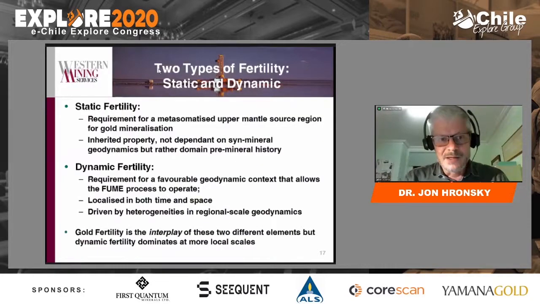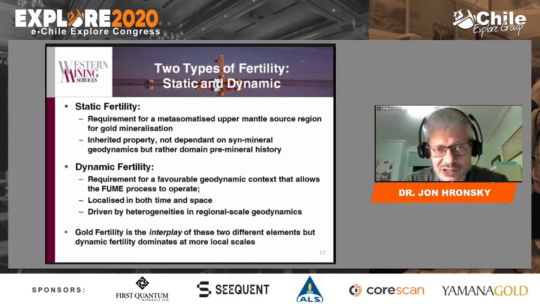So one of the really interesting practical implications of this model for targeting, and I want to spend a little bit of time on this, is when we ask ourselves the question, what controls fertility? What controls gold fertility at a regional scale? We have to understand this question in terms of two different types of fertility. There is static fertility and dynamic fertility. And these things will be somewhat independent of each other, but both will be required to actually form a significant gold province. So let's just look at that.